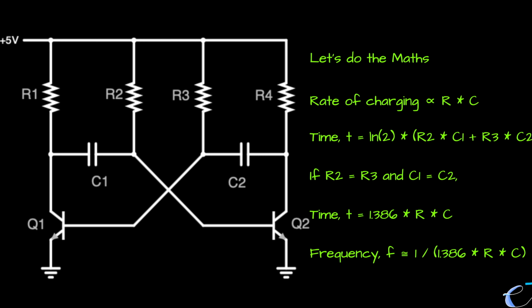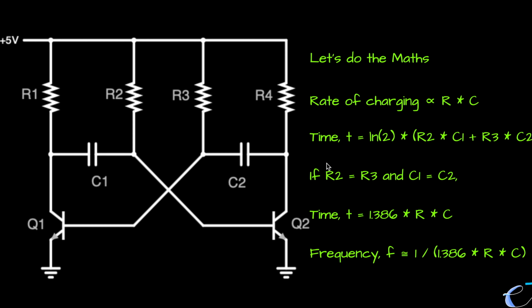As I said earlier, this is basically an RC circuit, which R3 and C2, or R2 and C1, form. So the rate of switching is directly proportional to the value of the resistances R2 and R3 and the value of capacitances C1 and C2. In fact, the time taken for a single on and off cycle is T, which is equal to natural log of 2, multiplied by R2C1 plus R3C2.